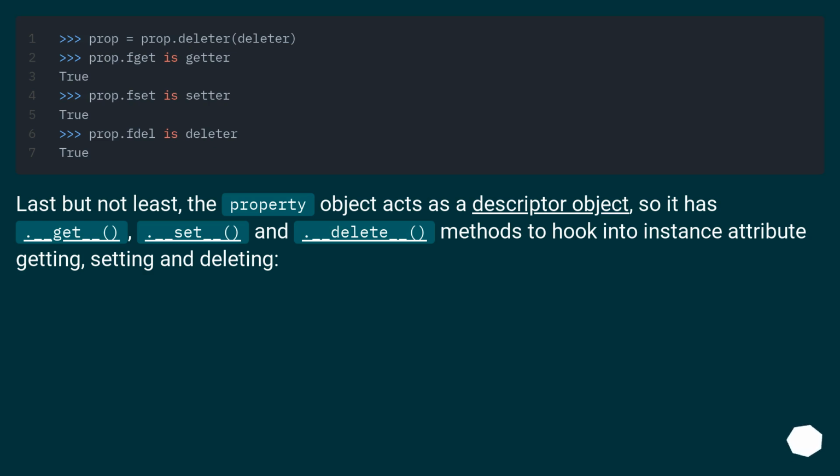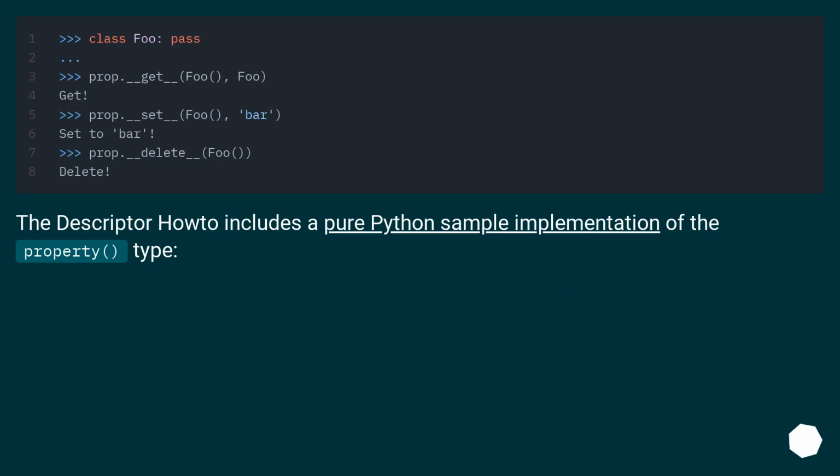Last but not least, the property object acts as a descriptor object, so it has __get__, __set__, and __delete__ methods to hook into instance attribute getting, setting and deleting. The descriptor how-to includes a pure Python sample implementation of the property type.